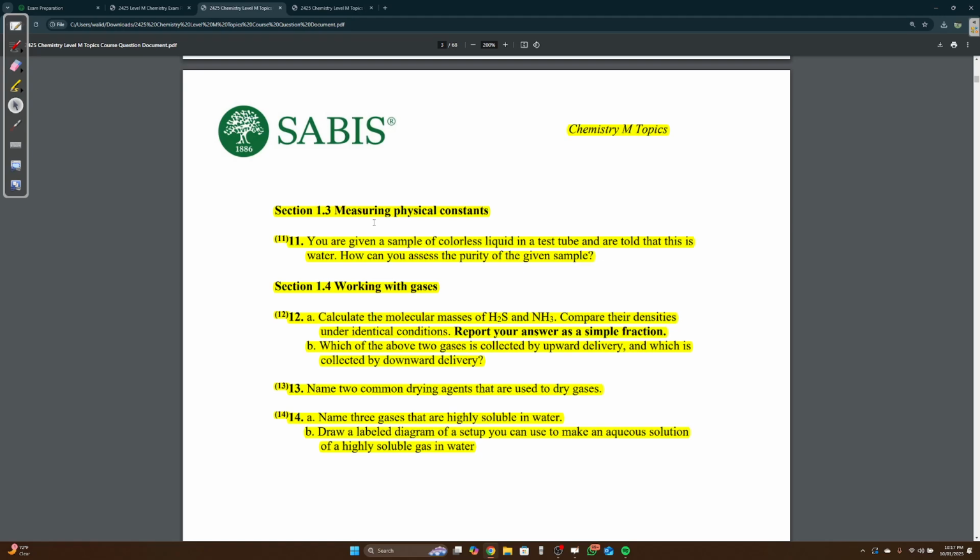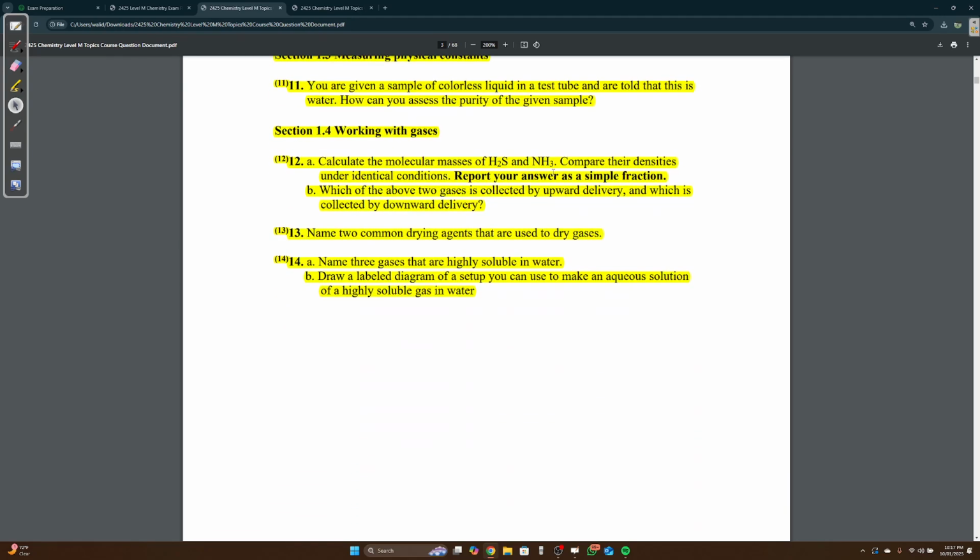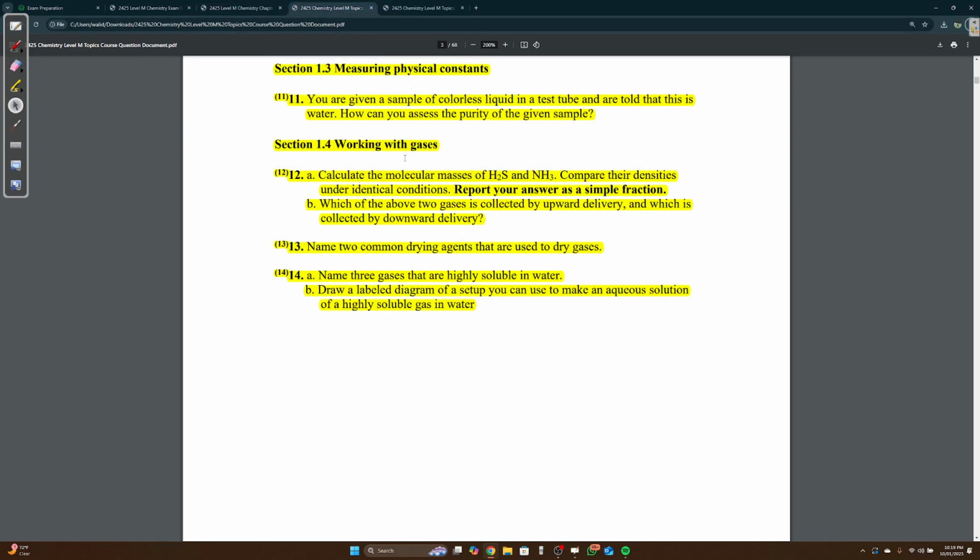Okay. Working with gases 1.4, calculate the molecular mass of H2S and NH3. Compare their densities under identical conditions. Okay, I read this now, I got a bit confused. But obviously, calculate the molecular mass of H2S and NH3. Any baby can do this that has done simple chemistry. H2S, you have hydrogen is 1 and sulfur is 32. So 2 plus 32 should be 34. Okay, get a periodic table and do it. I'm not going to explain. NH3, N is 14, H is 1, you have 3 H's, so 14 plus 3 is 17.